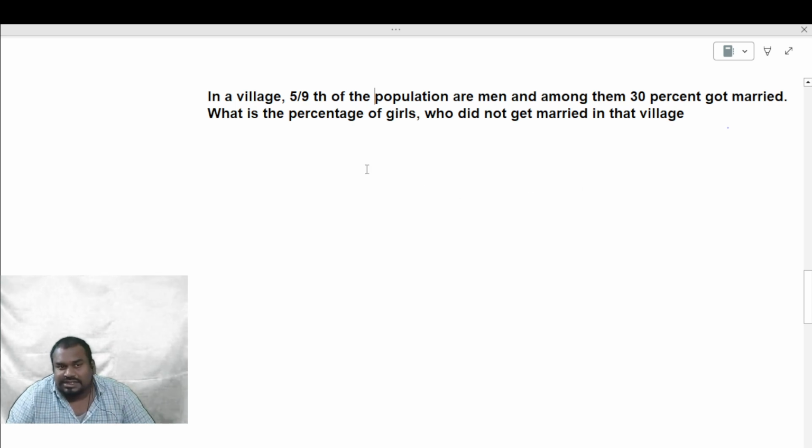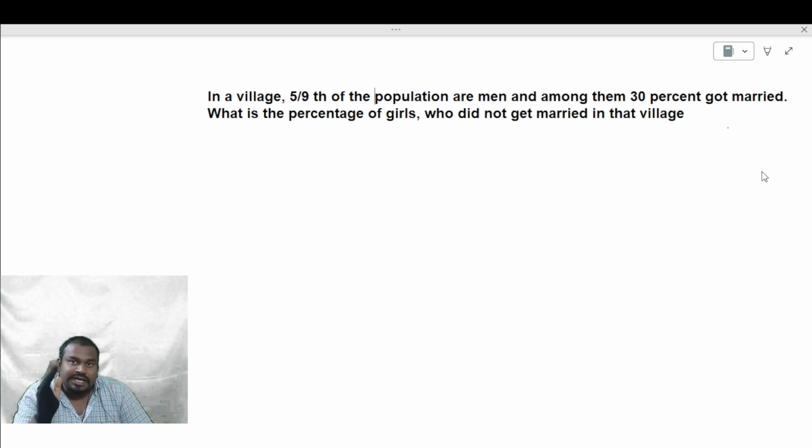So in a village, 5/9 of the population are men. So in every village there will be some number of men and some number of women. So among them 30% got married. Among them means among the men out of 5/9, 30% men got married. So men obviously get married with women. So the number we are going to get should be matched with the women first.